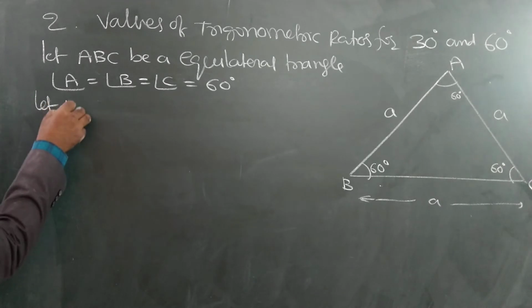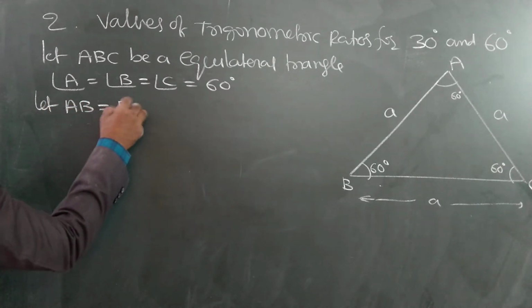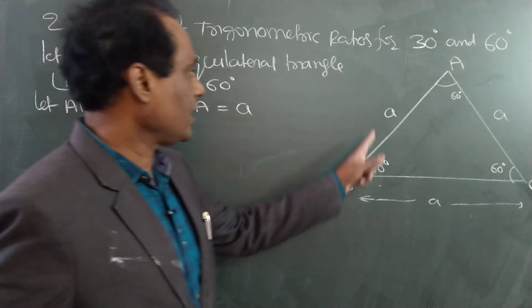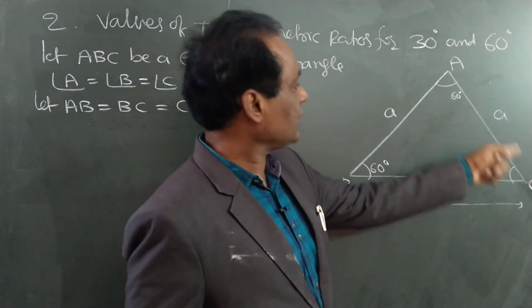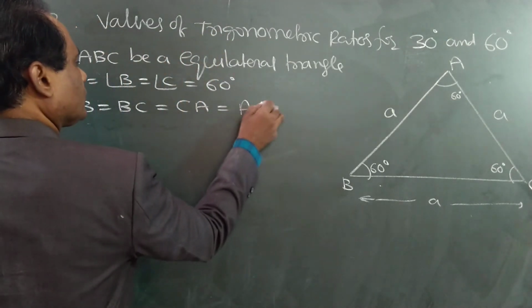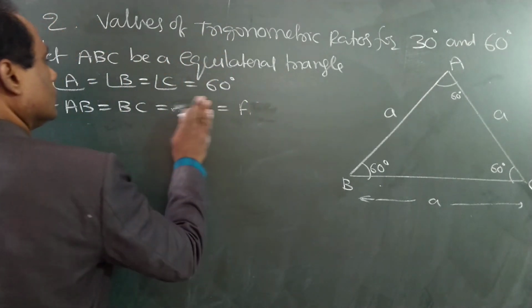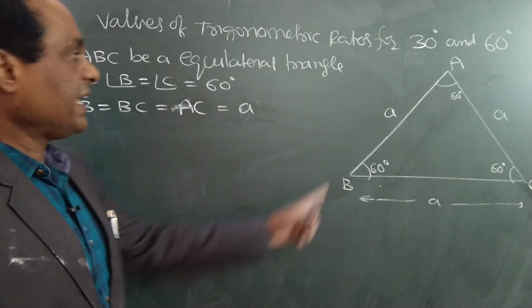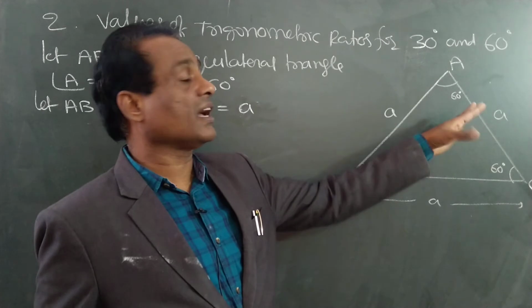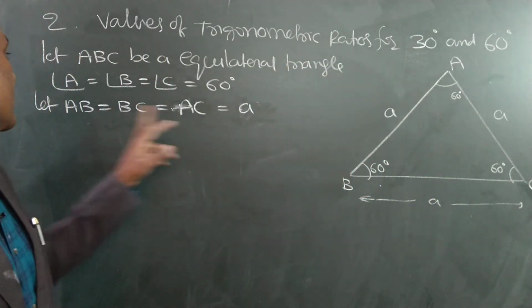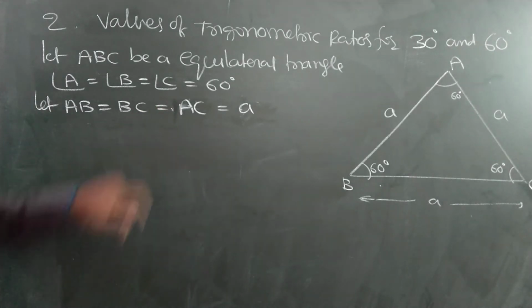So let AB is equal to BC is equal to CA is equal to A. AB is A, BC is A, CA or AC, you can write either way, is also A, because it is an equilateral triangle. All sides are equal. Let us take it like that.